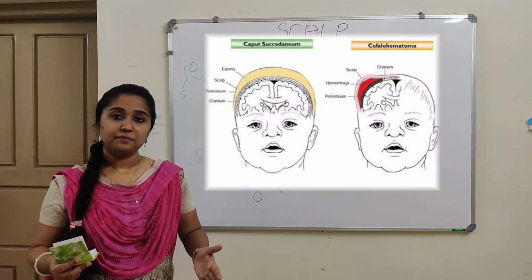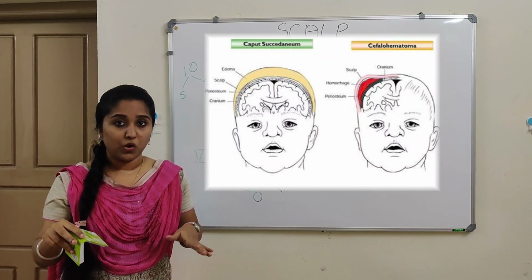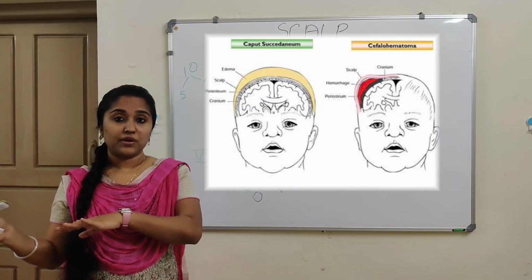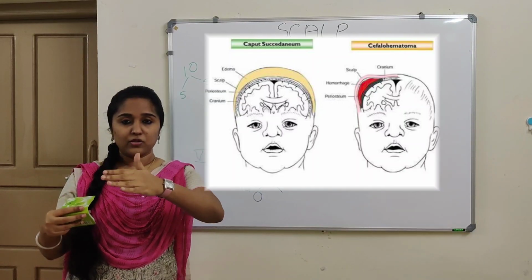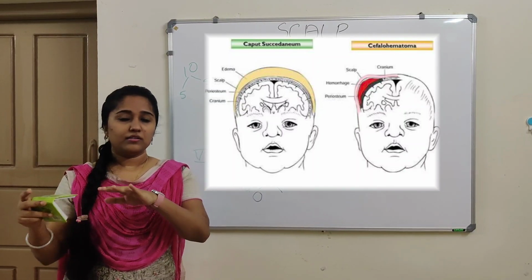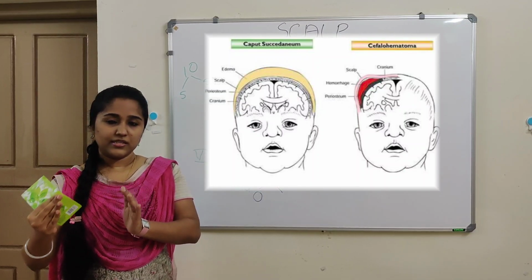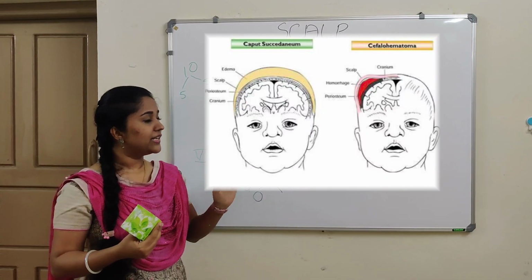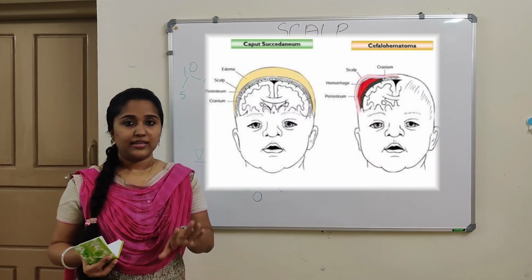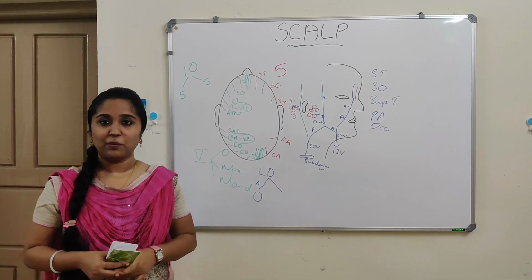Then caput succedaneum is a diffuse swelling. It does not take the shape of the bone, whereas the cephalohematoma lies under the periosteum. Okay, under the periosteum and the bone. So it takes the shape of the bone. It is limited by the sutural line. So that is the main difference between cephalohematoma and caput succedaneum. Okay, so I hope you understood this topic.